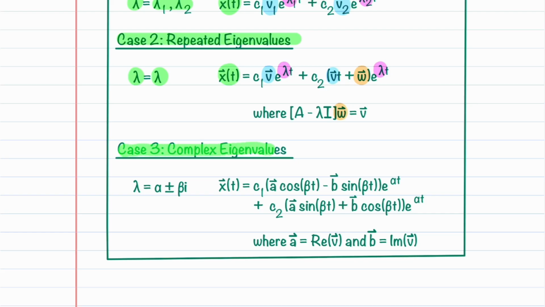The last case is where we have complex eigenvalues, and we're going to let lambda equal alpha plus or minus beta times i. Here's what our solution looks like. Let's start with the exponent. Alpha is up here in the exponent, and beta is in the trig functions. Now let's think about our eigenvector. Our eigenvector is vector v, and we have to split it up into its real part and its imaginary part. a is the real part, and it's right up here in our solution. And b is the imaginary part, and it's right here in our solution.